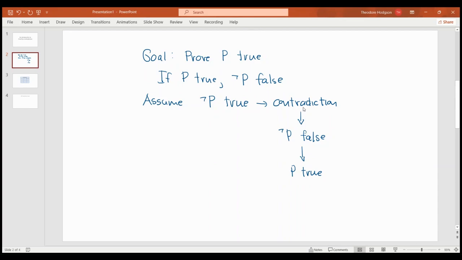That leads to a logical contradiction, which says our assumption must be false. Our assumption cannot be true. That says that the negation of P must be false, because assuming it's true leads to a contradiction, which says that the original statement must be true.